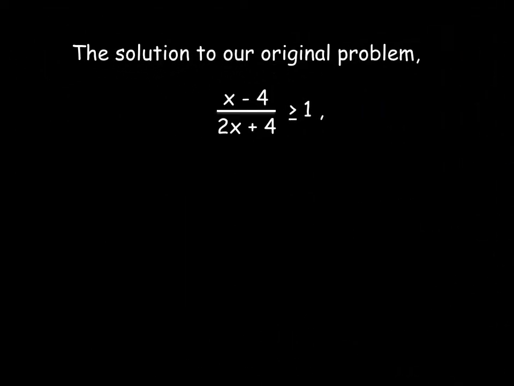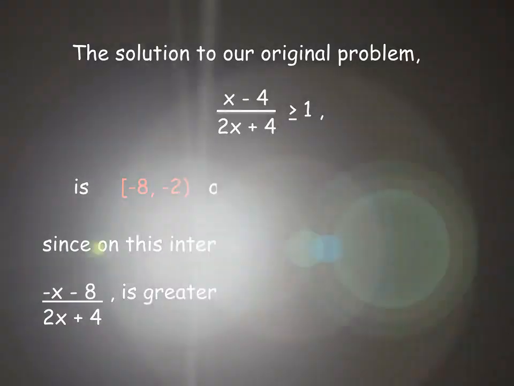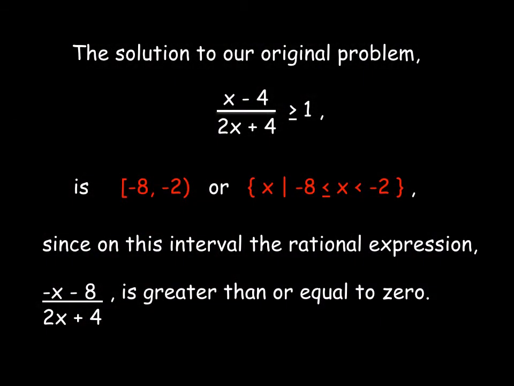The solution to our original problem, (x minus 4) all over (2x plus 4) greater than or equal to 1, is the interval from -8 to -2 closed at -8 only, or the set of x such that -8 is less than or equal to x, which is less than -2, since on this interval the rational expression (minus x minus 8) all over (2x plus 4) is greater than or equal to 0.